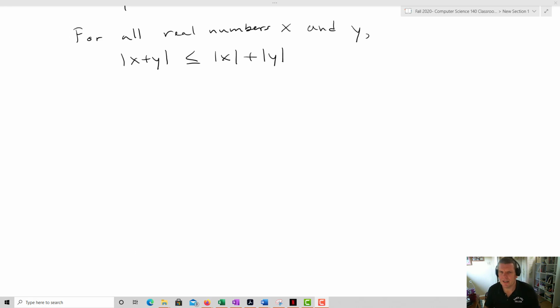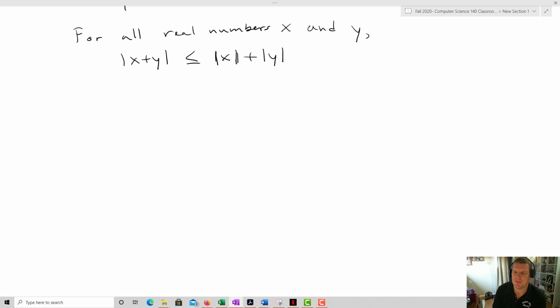So let's take a look at another example. Let's say, for example, we want to show this thing called the triangle inequality. It's super famous in math and really, really handy. Okay? So for all real numbers x and y, the absolute value of x plus y is going to be less than or equal to the absolute value of x plus the absolute value of y.